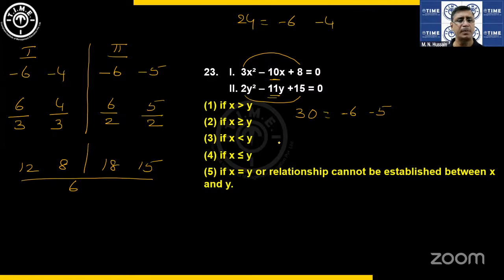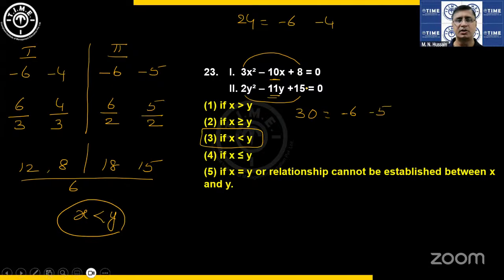Now look at the values. The roots of the first quadratic equation, 12 and 8, both the roots are less than both the roots of the second quadratic equation. What does it mean? The value of x is less than y. X is less than y means choice 3. What is the answer choice? Third. The third choice is the right option.